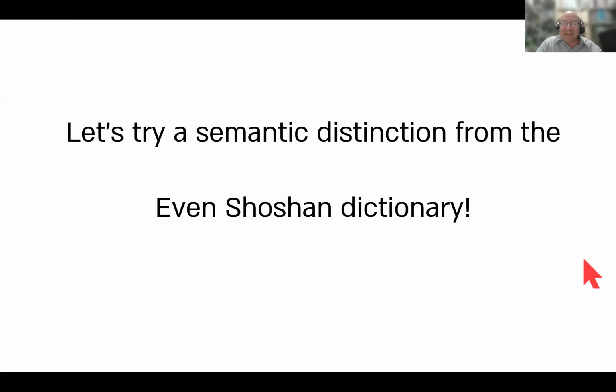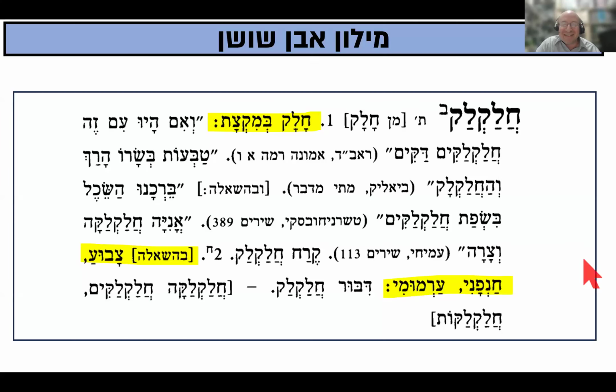Well, so now let's try a semantic distinction from the Evan Shoshan dictionary. So I leafed through the dictionary and chose one at random. Here's halaklak. So the word halaklak has two definitions, as you see here. There's a 1 and a 2. A 1 is halak b'miktzat, meaning slippery or somewhat slippery. And number 2, b'hashala, meaning metaphorically, it's used as savua hanfani armumi, as someone who's sly or shady. So let's see what BERT can do with these two.